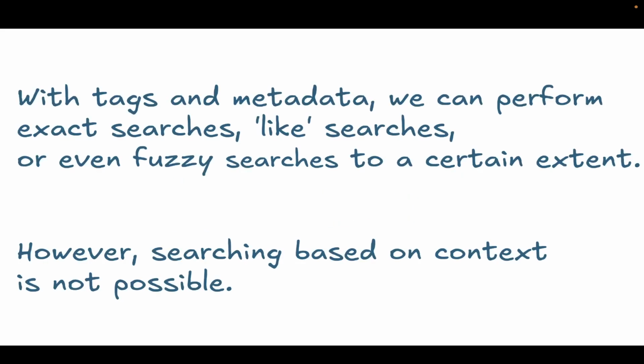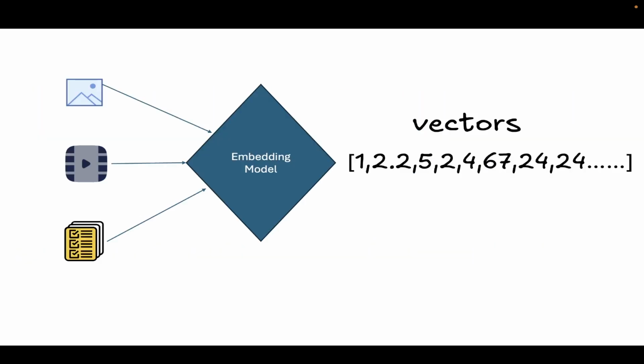But even though we are storing this metadata, we cannot perform semantic search. We could just perform exact search, LIKE searches or even fuzzy searches to a certain extent. But search based on the context is not possible with a relational database, whether it's structured or unstructured data. So we need some kind of data structure which we could use to perform semantic search.